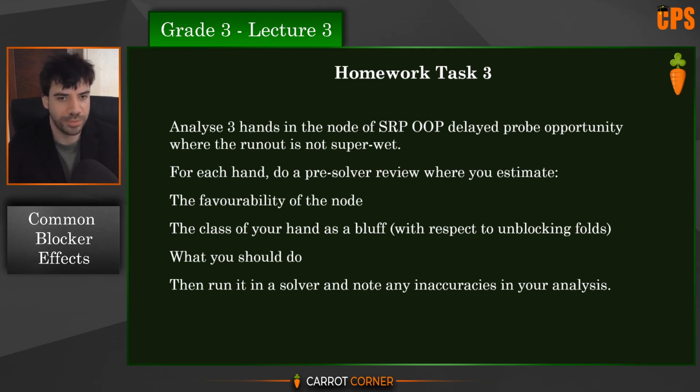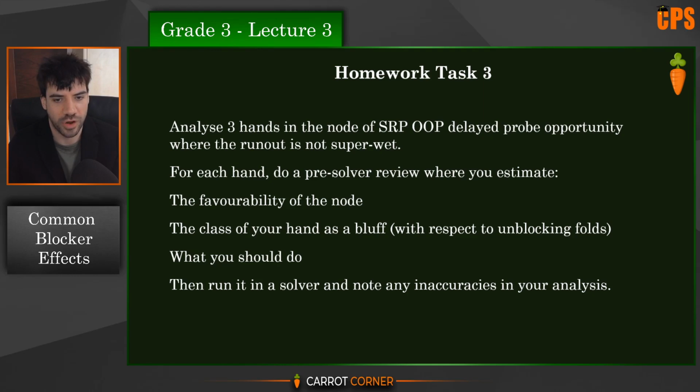This spot, to reiterate, is a situation in a single raise pot where it's checked all the way to the river, and then big blind has the chance to lead for the first time out of position. When you do this, try and jot down what you think the favourability of the node is, then check this in your solver by looking at the out of position EV.